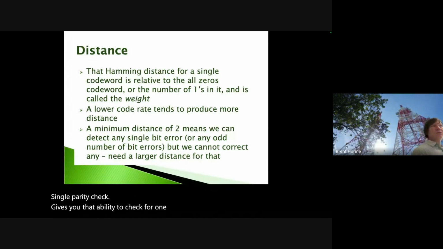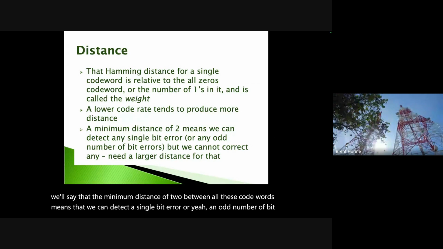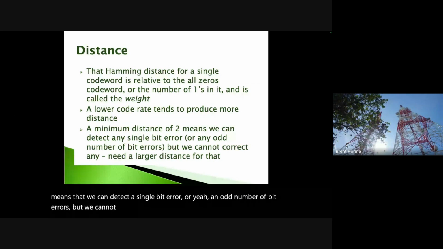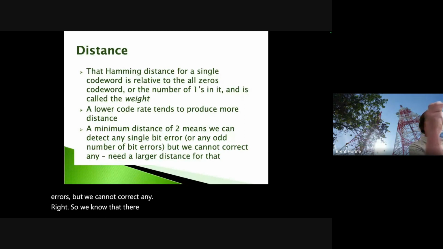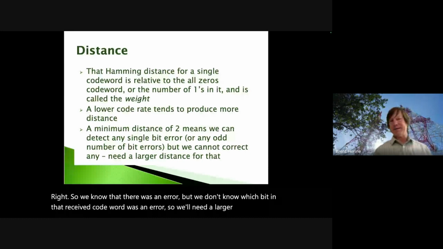Now, in these types of codes, we'll say that the minimum distance of 2 between all these code words means that we can detect a single bit error, or an odd number of bit errors, but we cannot correct any, right? So we know that there was an error, but we don't know which bit in that received code word was in error. So we'll need a larger distance for that.